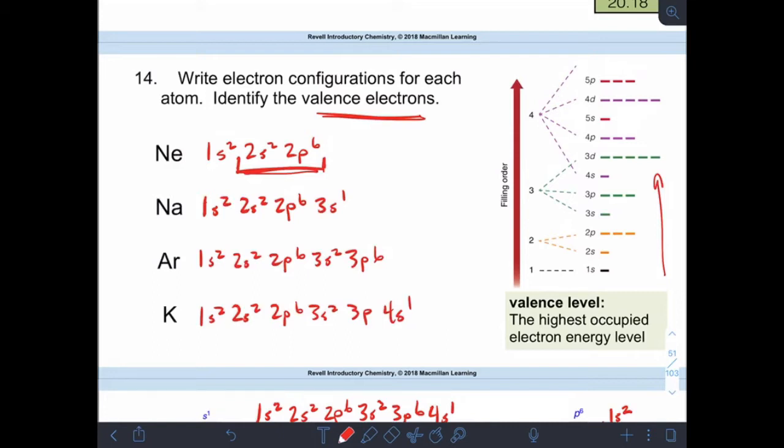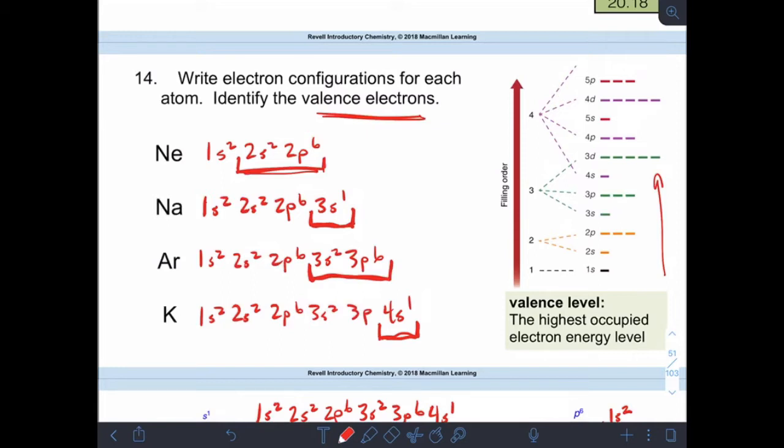So looking at sodium now. I've got a 1s, 2s, 2p, 3s. So that highest number, and there may only be one set, that's my valence electrons. All right, let's look at argon. We've got a 1s, 2s, 2p, 3s, 3p. Those are my highest numbers, and I'm talking about the first number, the 3, the 2, the 1 in front of things. And then looking at potassium, 1s, 2s, 2p, 3s, 3p, and then the highest number here is 4.